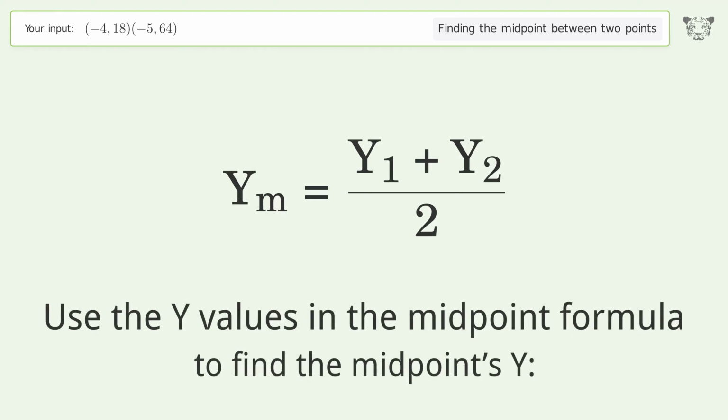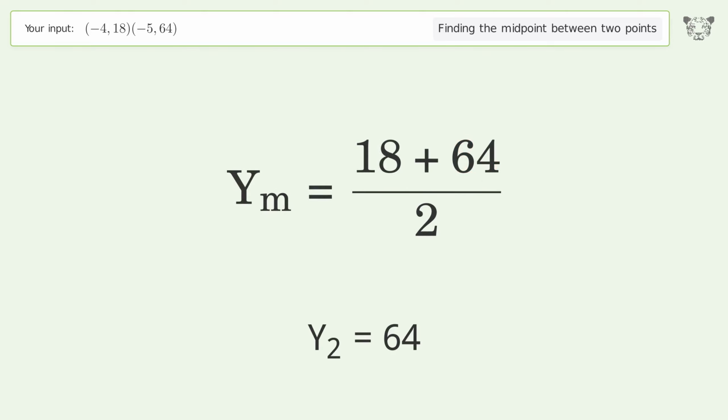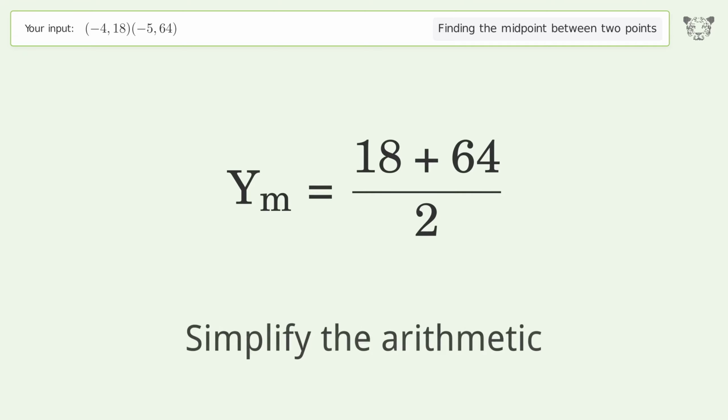Use the y values in the midpoint formula to find the midpoint's y. y1 equals 18. y2 equals 64. Simplify the arithmetic.